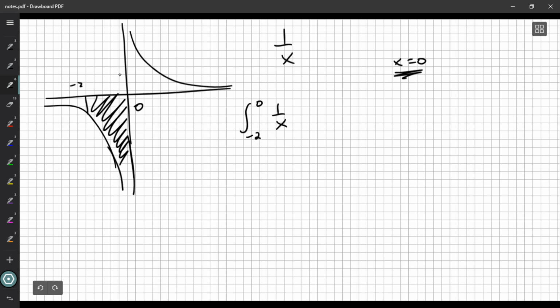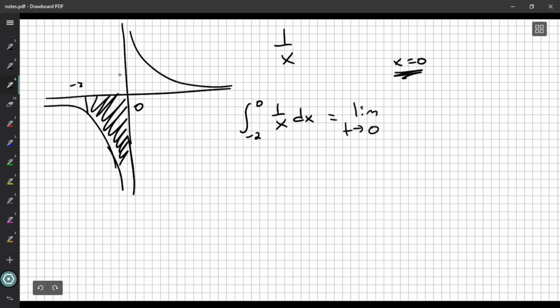Now, we can't just treat this like a definite integral. We can't just use an antiderivative and plug values in. Think about why for a moment. You'll say, well, ln absolute value, you plug in 0. Ln of 0 isn't a number. So that's not going to work. I mean, you can try it, but it's not going to work. Infinity is not a number. We can't treat it as such. So what do we do?